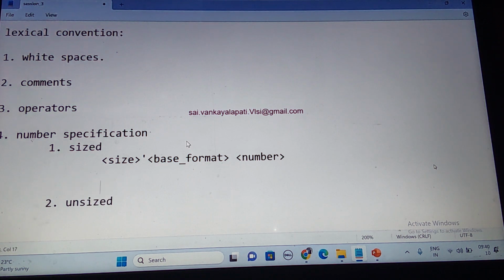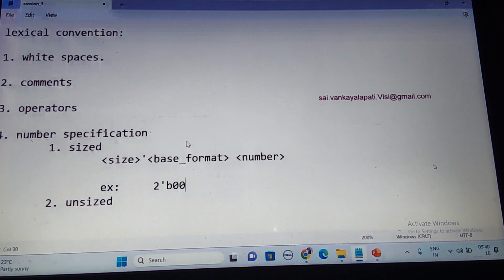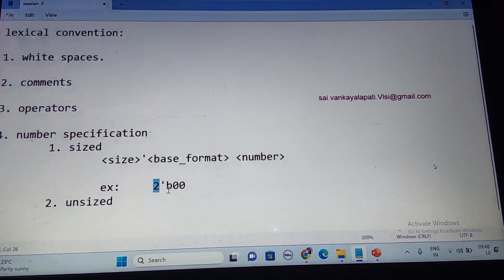Size number. Can you tell me some examples of sized numbers? Take 2'b00. What does it indicate? It is a size of 2 bits, binary format, and the binary number is 00. The size should always be a decimal number. Can I write a negative number here, like -2 or -3? No, it should be an unsigned decimal number. You understand? Now let us continue with today's session.